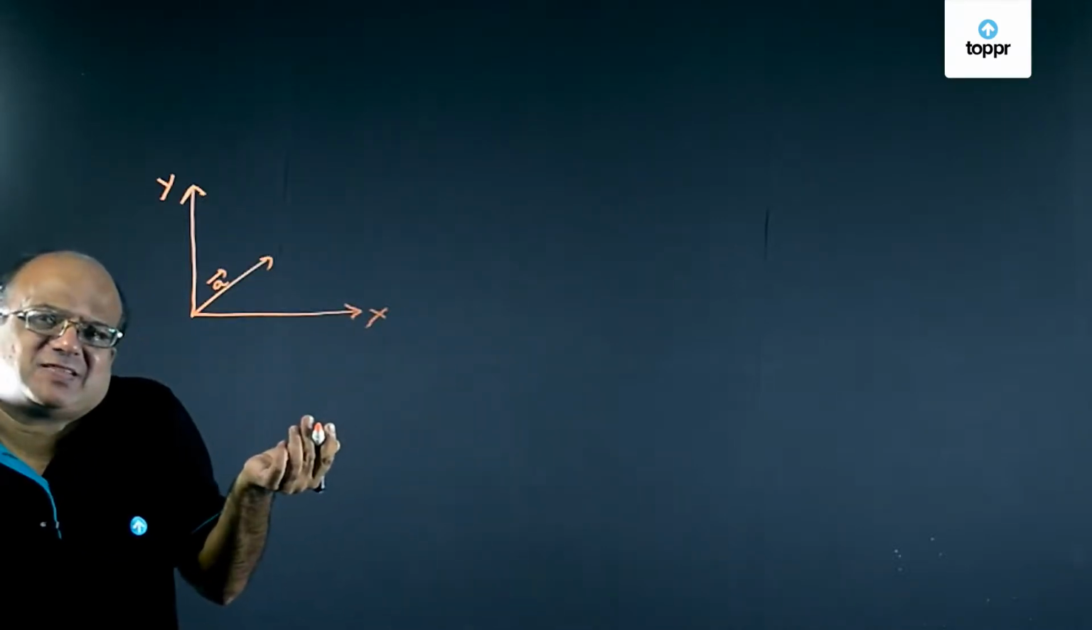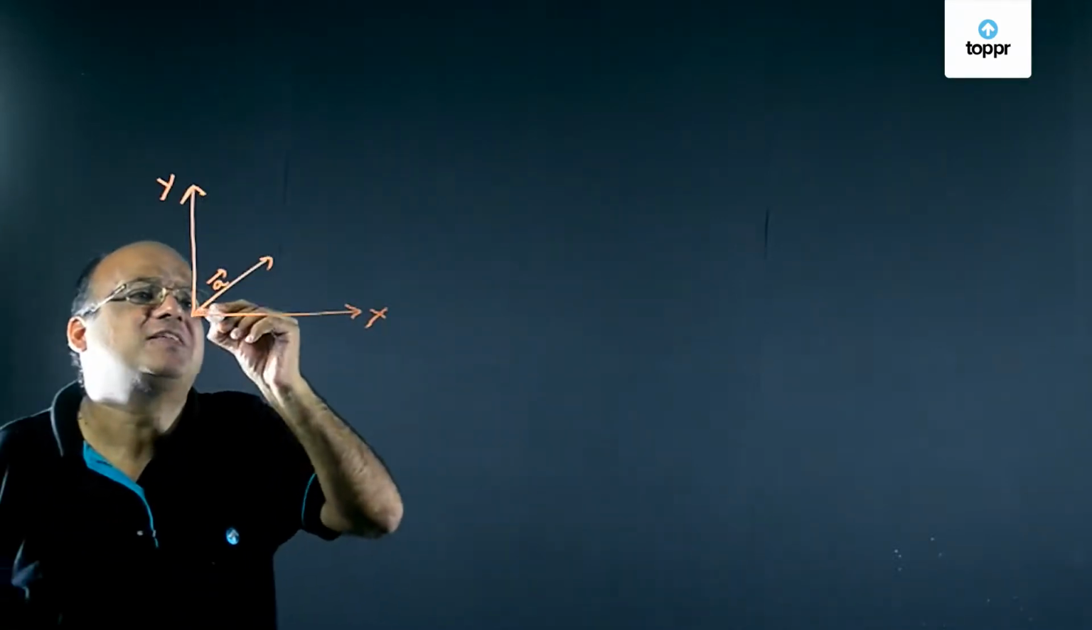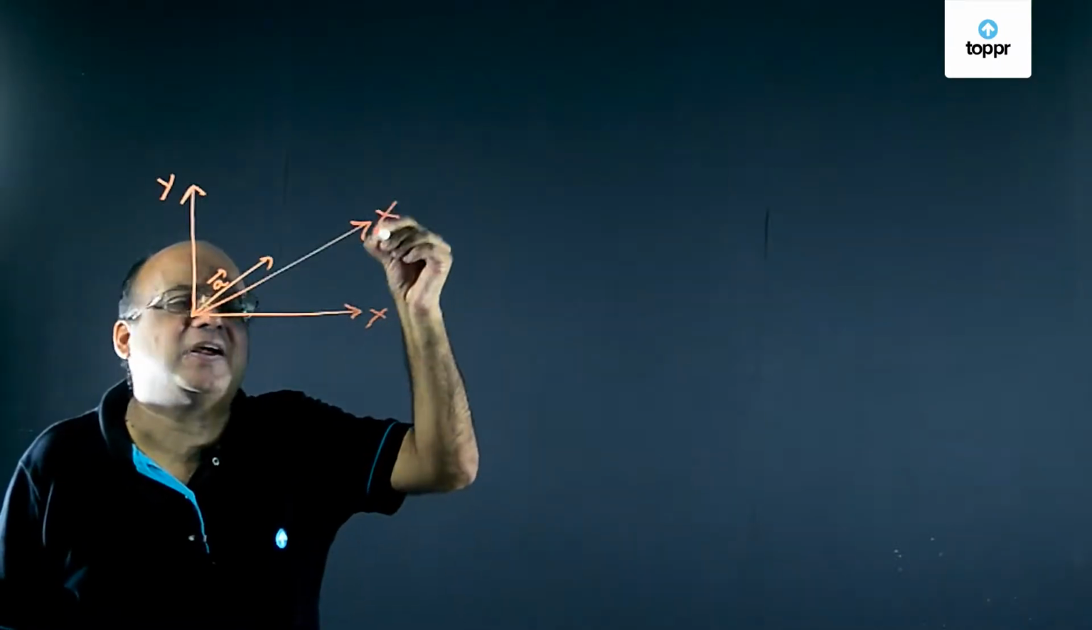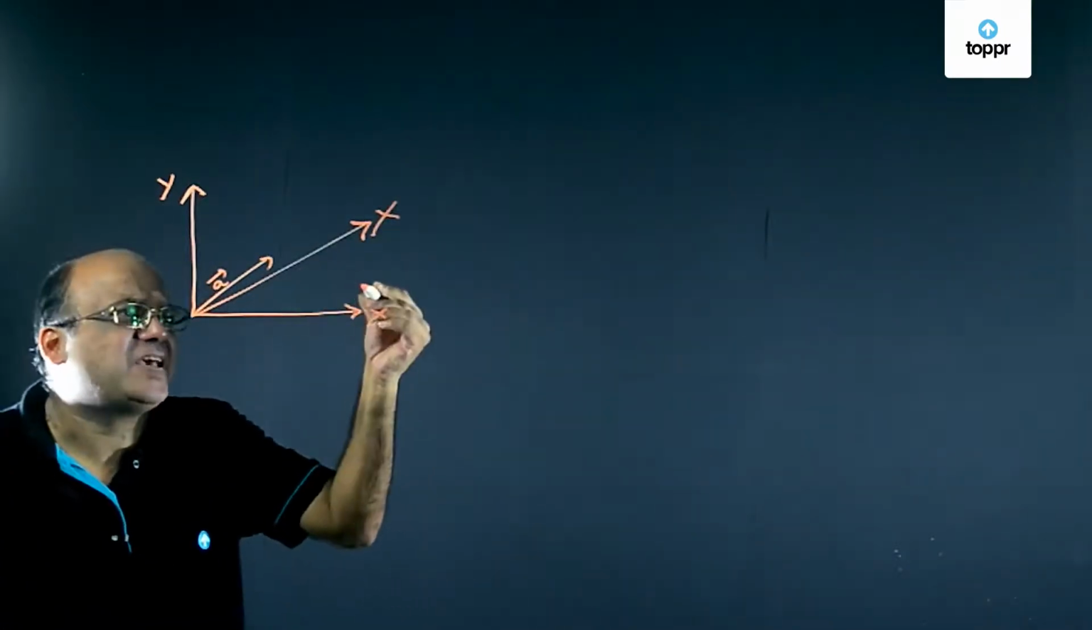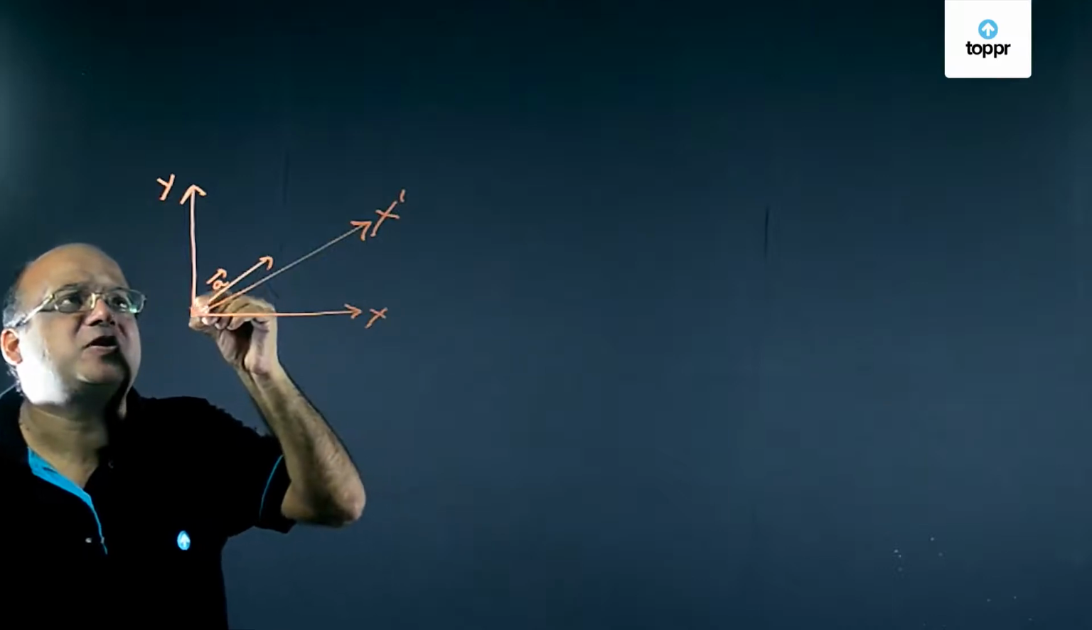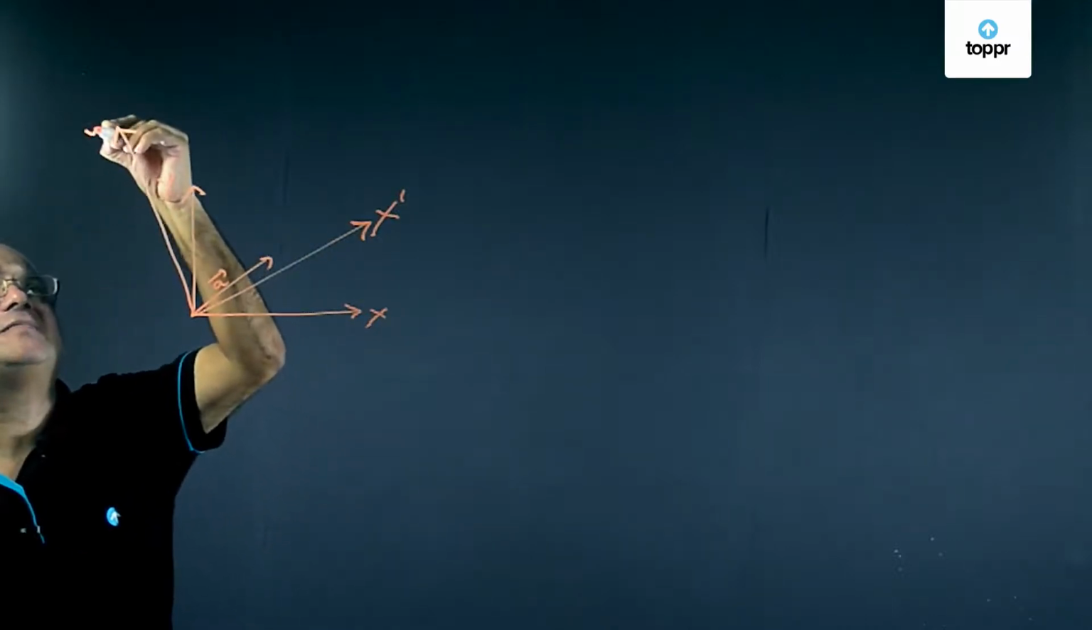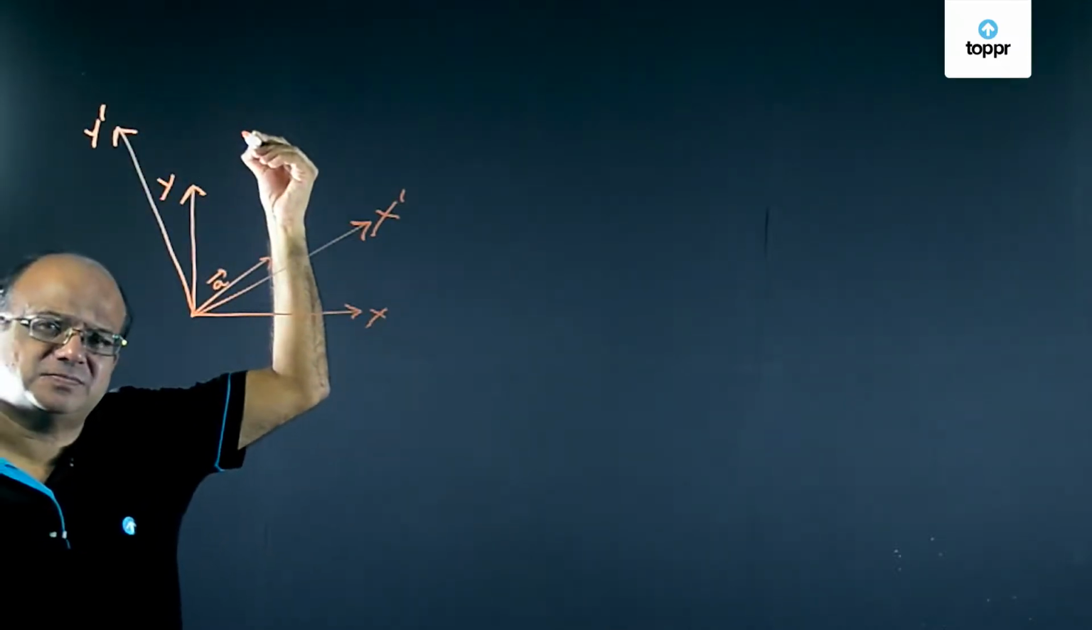Suppose I don't like this x-axis. I want to call this as the x-axis. Can I do that? Yes, I can do that. Then perpendicular to this will be my new y-axis.